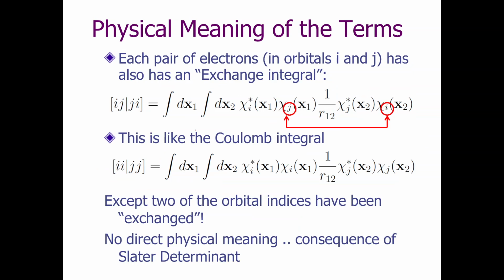Now again, there is no physical meaning to the exchange part. That's what he mentioned here: no direct physical meaning, a consequence of the Slater determinant. Or you can say the Slater determinant comes from the antisymmetrization, and because of the antisymmetrization, this is the exchange. That is a totally quantum mechanical term. There is nothing you can relate to a physical thing.